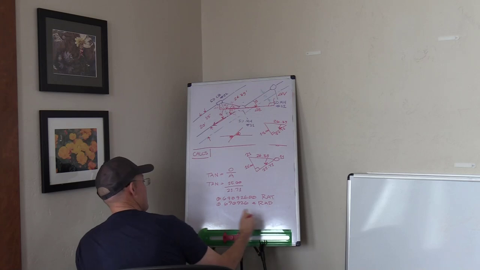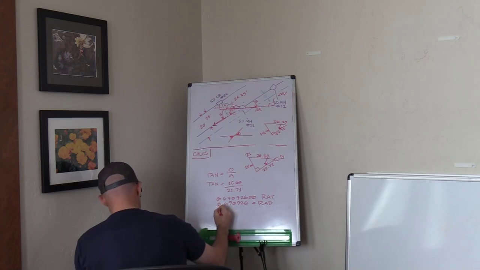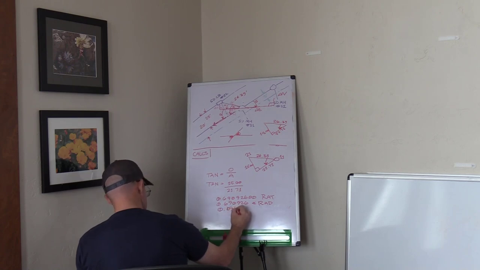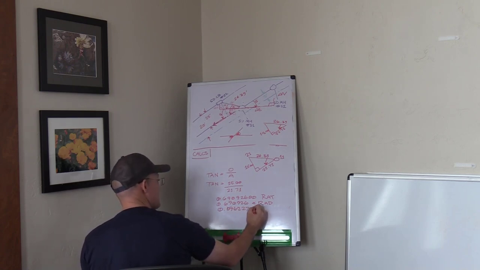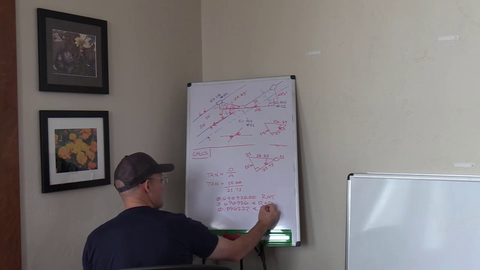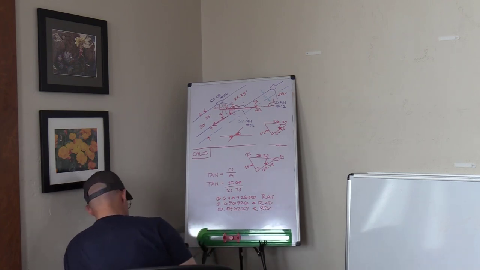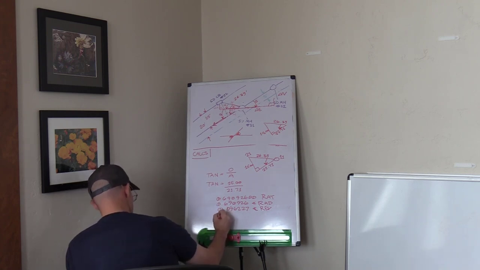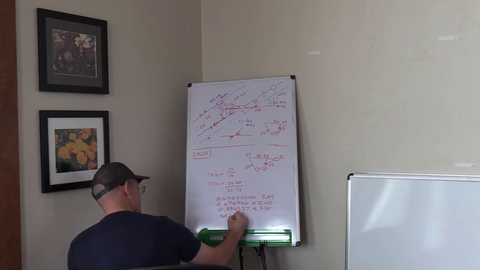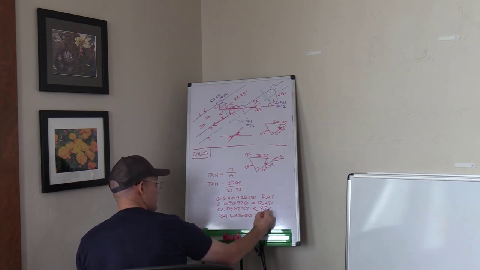Then if you multiply that by 2 pi, you get the angle in revolutions. So in revolutions, it's 0.096227. That's the angle in revolutions. We can multiply that by 360 degrees and get the angle in decimal degrees. So the angle in decimal degrees is 34.641600. That's the angle in decimal degrees.